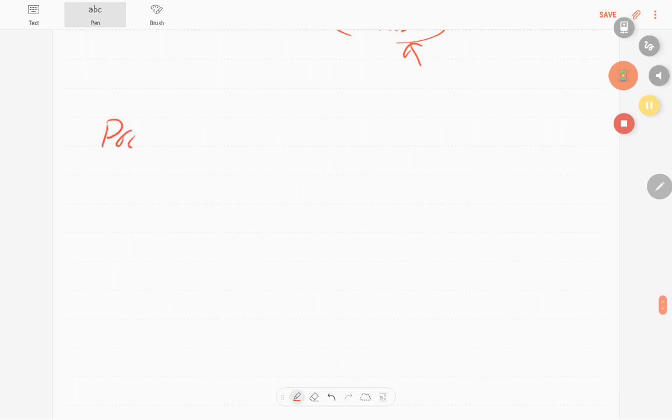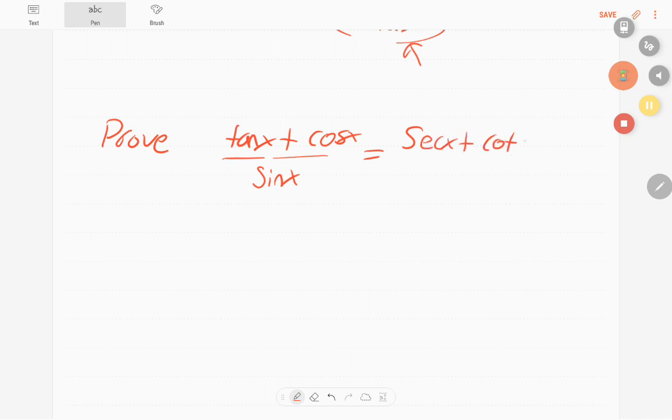So I'm asking you to prove tangent of x plus cosine of x all over sine of x. Prove that this equals secant of x plus cotangent of x. Okay, so that's what I want to show. So to start, I will keep this statement here, and that's what I'm going to work off of. Okay, so here we get going.